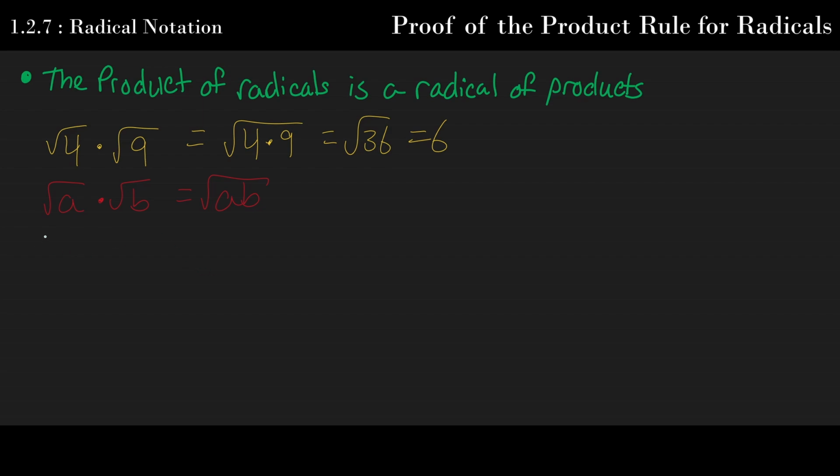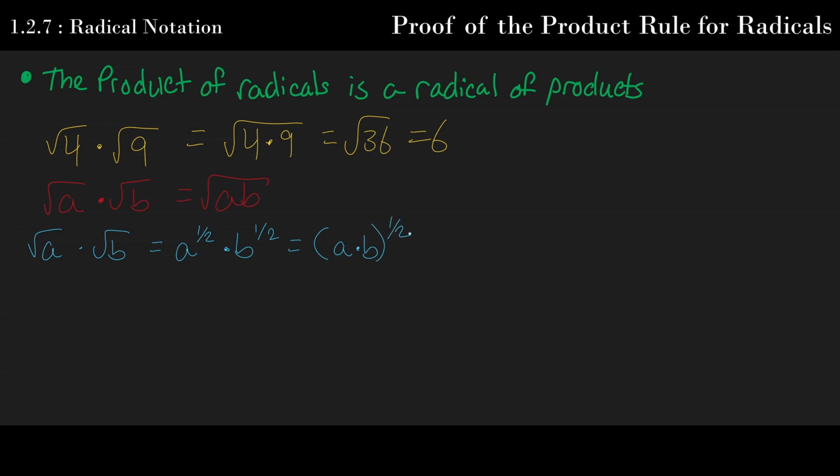We first convert the radicals to their rational exponential forms. So we have the square root of a times the square root of b equals a to the 1/2 power times b to the 1/2 power. Remembering our properties of exponents, a product of two different bases with the same exponent can be multiplied together, keeping the exponents the same. Therefore, a to the 1/2 power times b to the 1/2 power equals a times b to the 1/2 power.